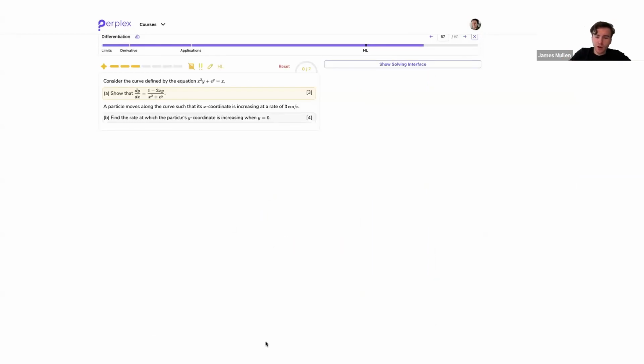Okay, time is up. Let's go over this. So I have a curve x squared y plus e to the y is equal to x. If I differentiate both sides, I'm going to get 2xy plus x squared y prime. That's using the product rule on that.